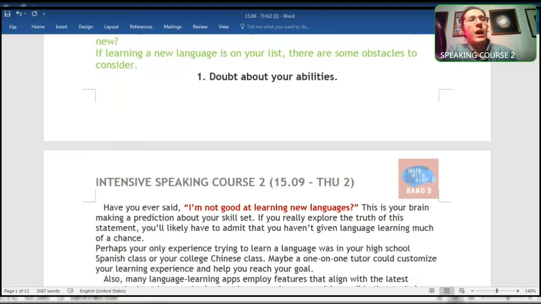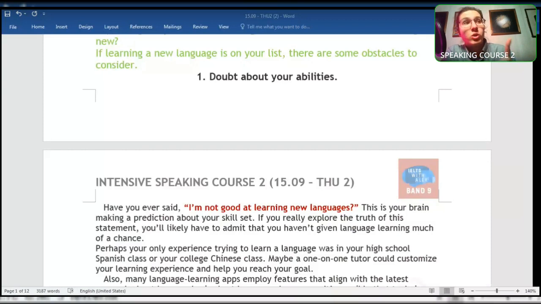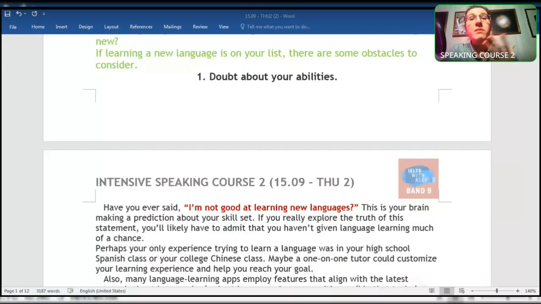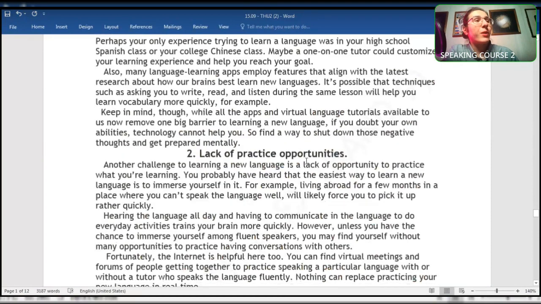A lot of people say, I'm not good with new languages. There's no such thing as good with languages. It's just how much you understand and how much you have the capacity to understand. And it also depends on your teacher. Whenever you have the correct input and the correct way for you to learn, specifically you, it's a completely different story. So don't focus too much on your abilities. Keep that in mind. Number two is lack of practice opportunities.